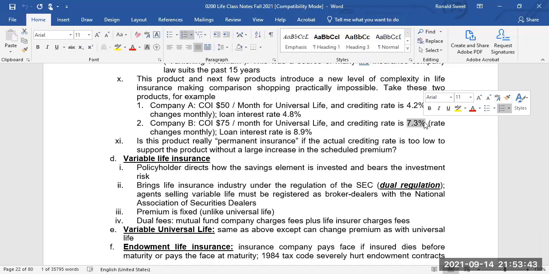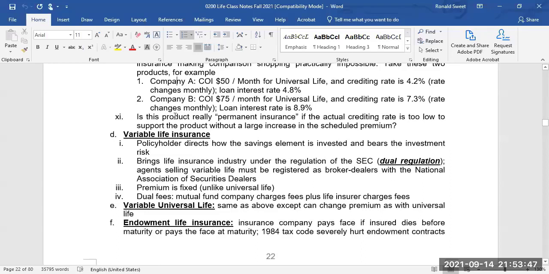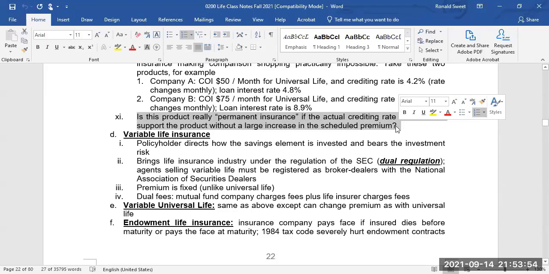So I don't like this product at all. Now, I used to be blasé on it. Now I really dislike it. So now I'm going to ask the question, is this even permanent insurance? If your premium can go from $250 to $1,600, what have you just done?